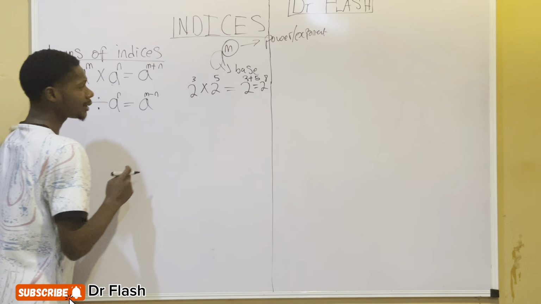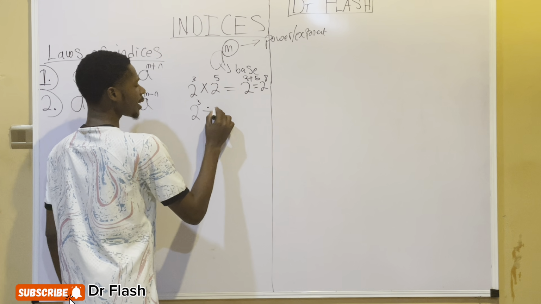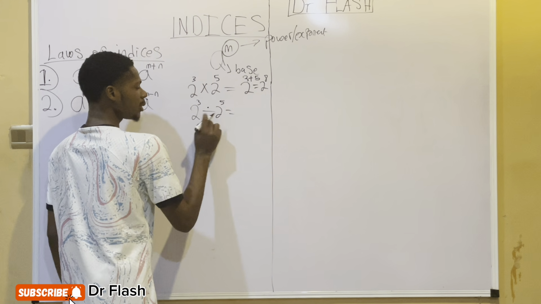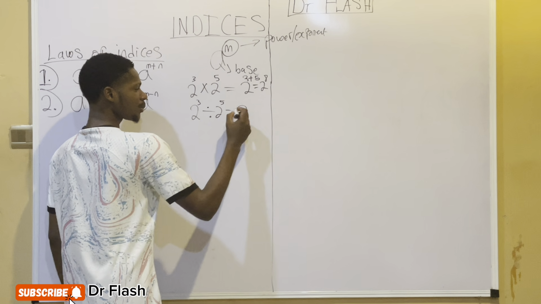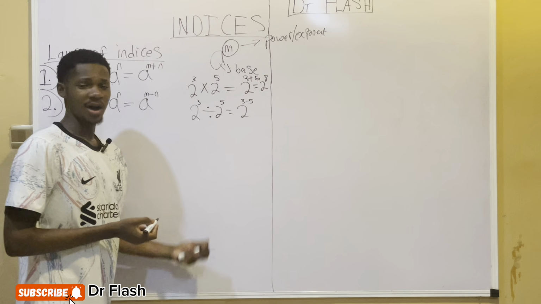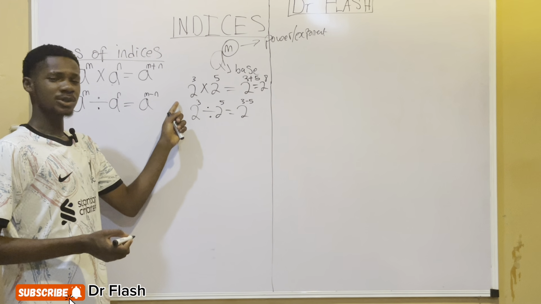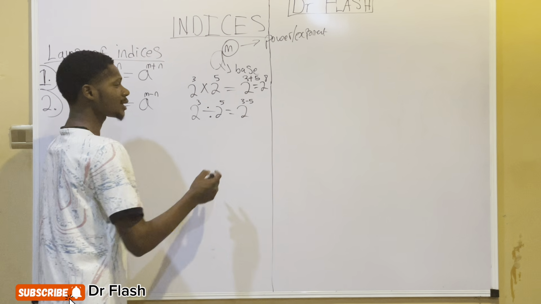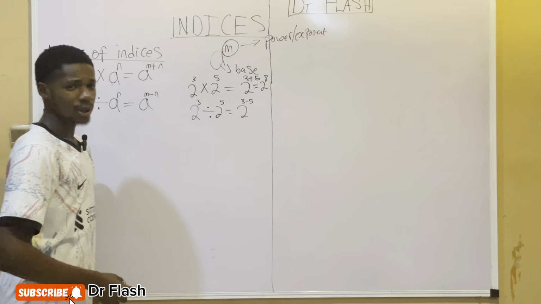An example is 2 to the power of 3 divided by 2 to the power of 5. The bases are the same. We are going to pick one 2, and then take the difference in the powers, which is 3 minus 5. Take note, it doesn't matter if 3 is greater than 5. As far as 2 to the power of 3 is coming first, we have to subtract 5 from 3. So do not make the mistake of writing this as 5 minus 3 just because 5 is bigger, okay? That would be totally wrong.